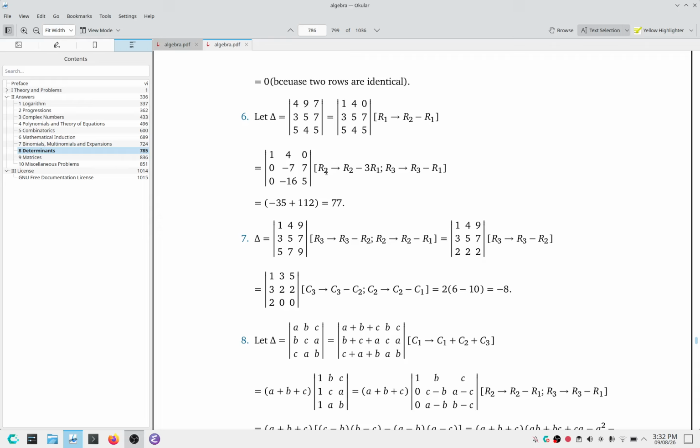Now we do the usual thing, R2 = R2 - 3R1 and R3 = R3 - R1. So the first row remains the same, the second row becomes 0, -7, -7 and the third row becomes 0, -16, -5. And we expand along the first column, so we calculate only for 1, and we get 77 as the answer.